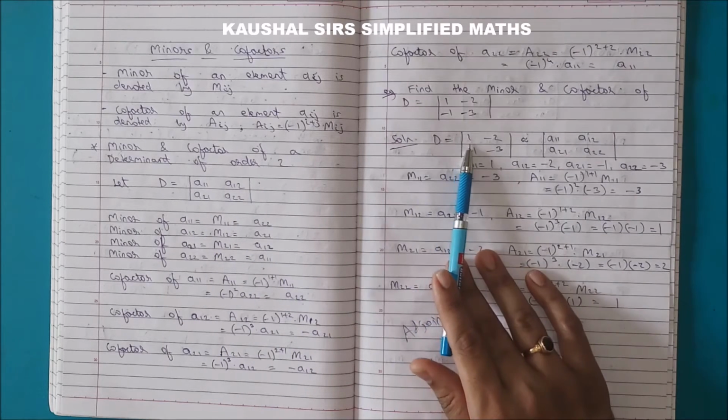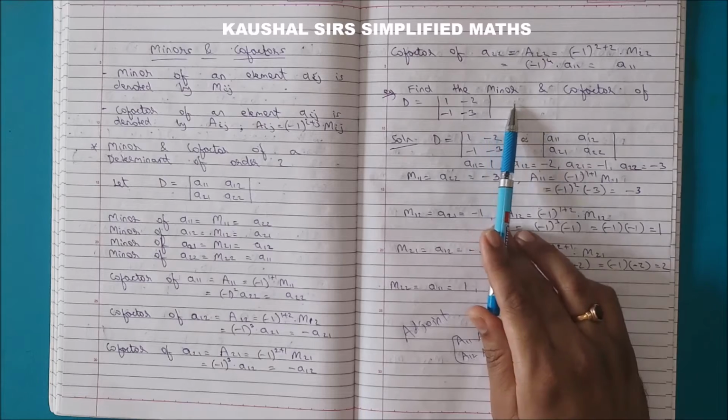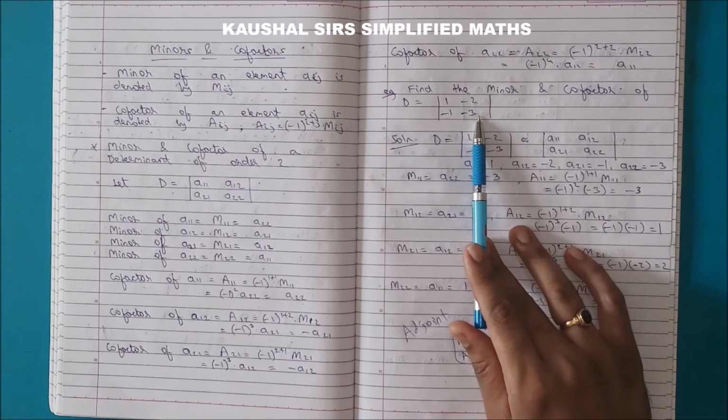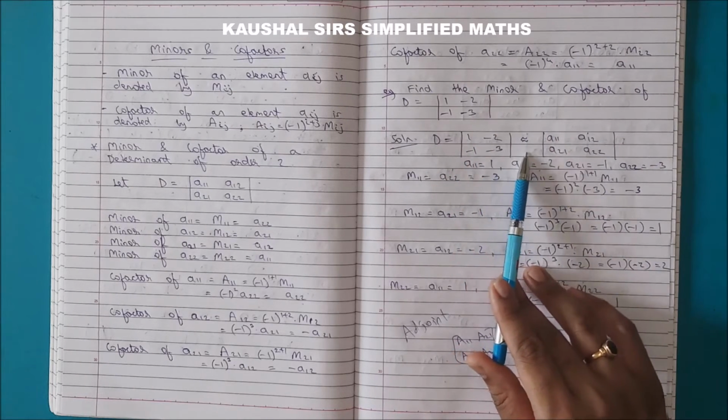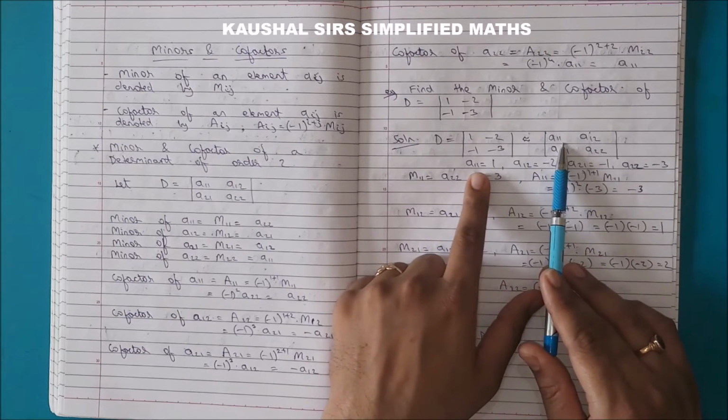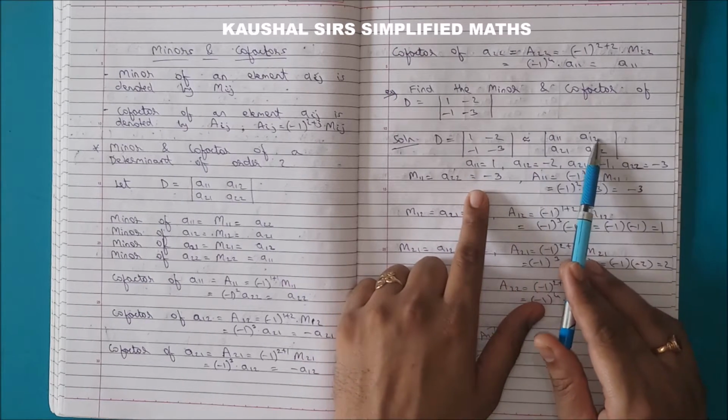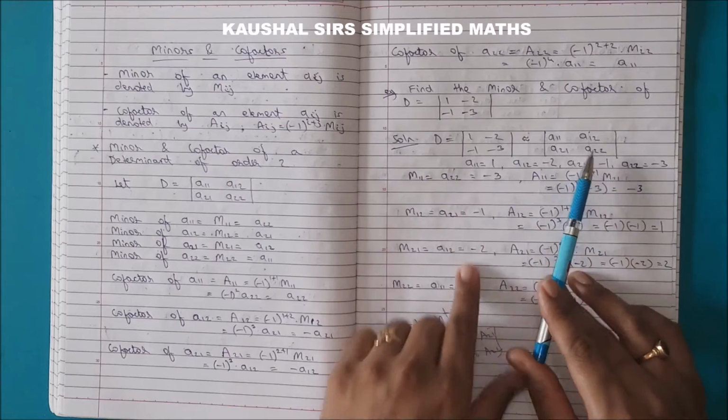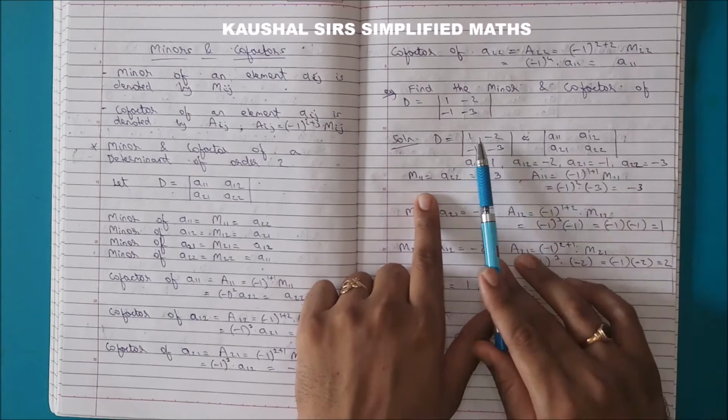Okay, let's take an example to understand better. Suppose you want to find the minor and cofactor of this determinant. Okay, so it is order 2. So we can say it is of this form. It is having these 4 elements a11, a12, a21 and a22. Please tell me students, what is the minor of this element?